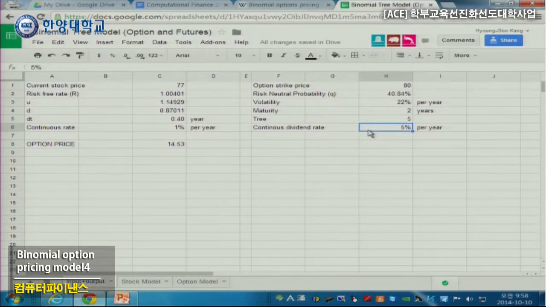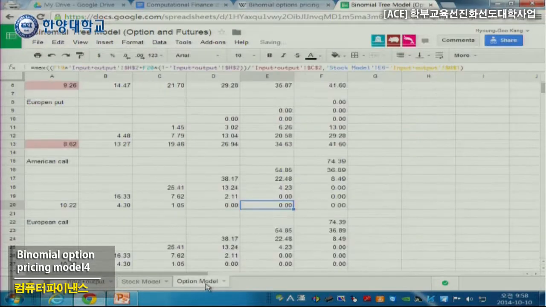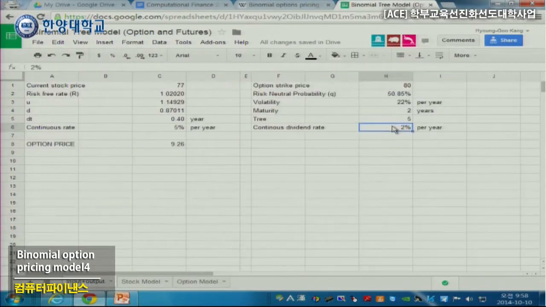So let's increase the continuous rate to 5%, and then the dividend to 2%. The price is still the same.